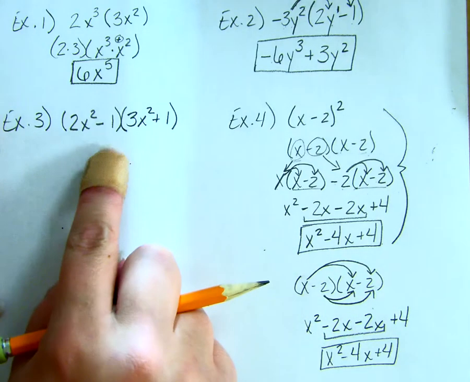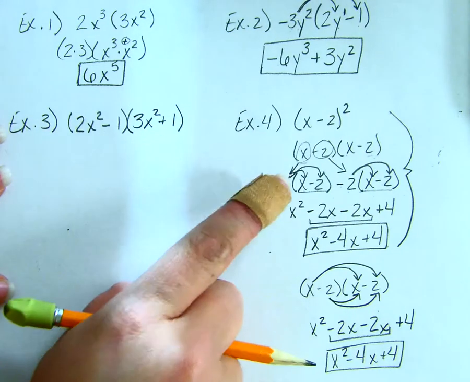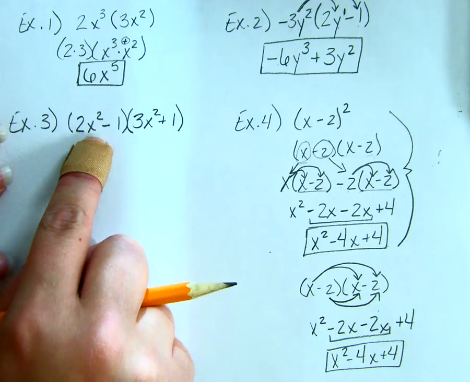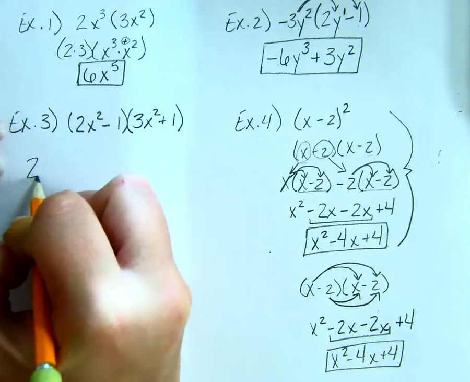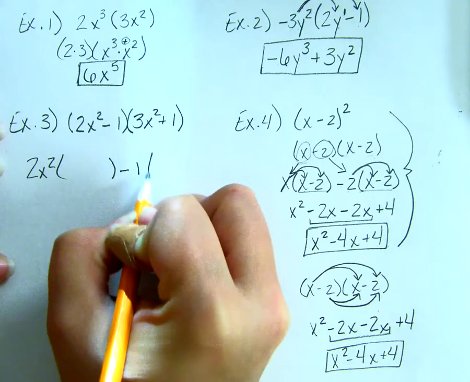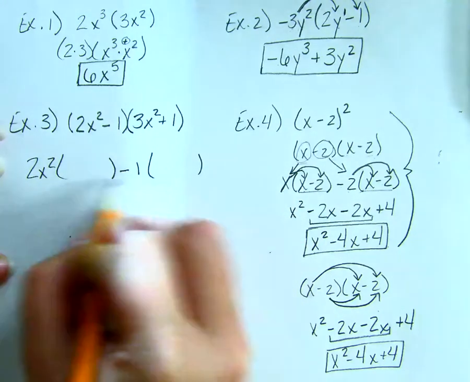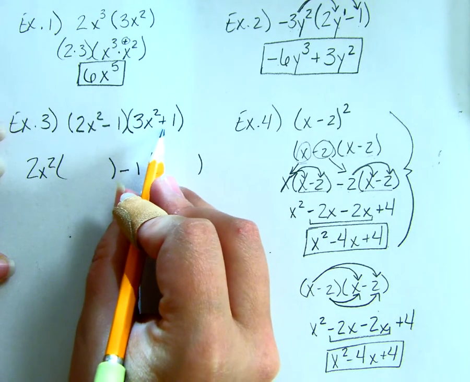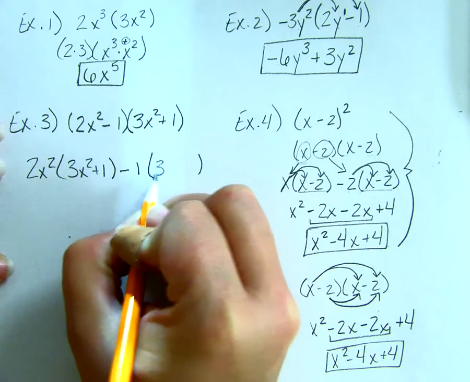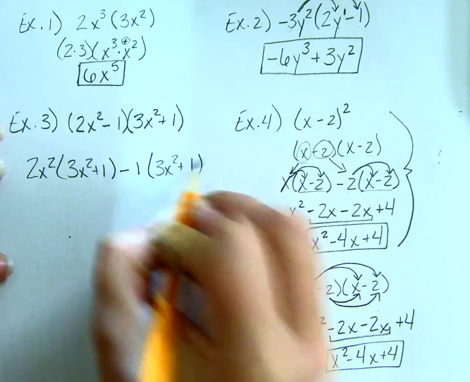So I'm going to come back over to this one, example 3, which is a little bit harder than this one. And I'm going to do the same thing I did here. I'm going to take this first binomial and I'm going to split it into 2. 2x squared minus 1. And then next to each of those pieces, I'm going to write the entire second binomial. 3x squared plus 1, 3x squared plus 1.